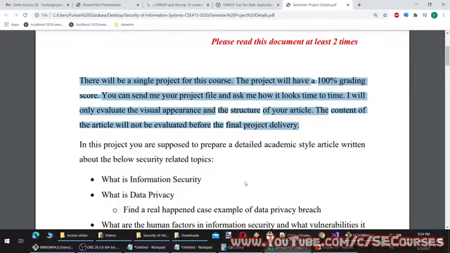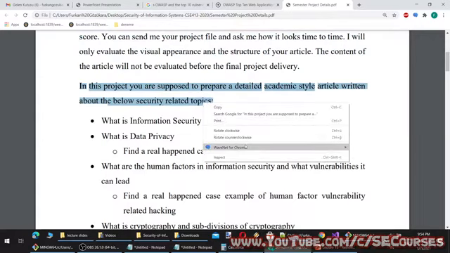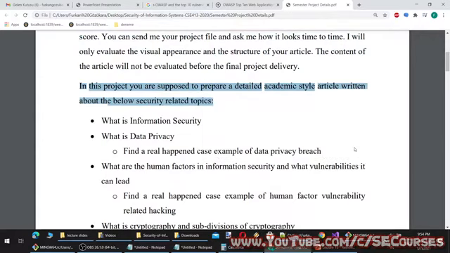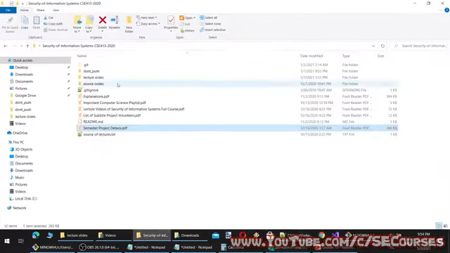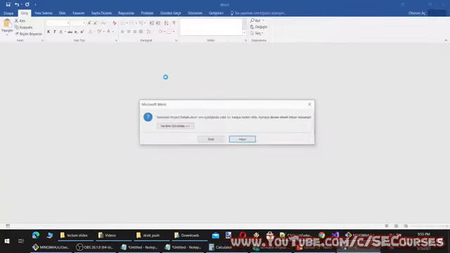You can send me your project file and ask me how it looks from time to time. I will only evaluate the visual appearance and the structure of your article. The content of the article will not be evaluated before the final project delivery. In this project, you are supposed to prepare a detailed academic-style article about the below security-related topics. You have to prepare it on all of the below, not one of them or several of them, all of them. This was being asked of me, therefore I will update the project details.